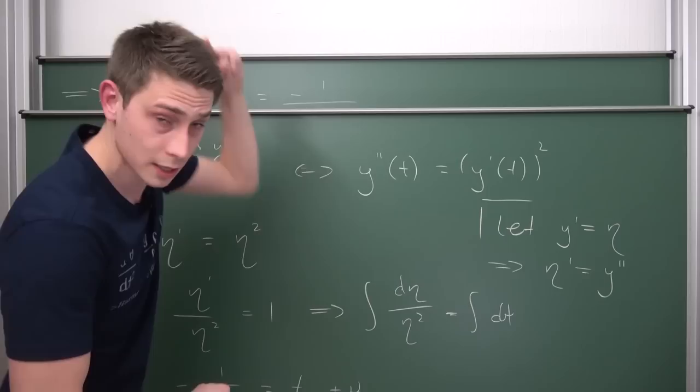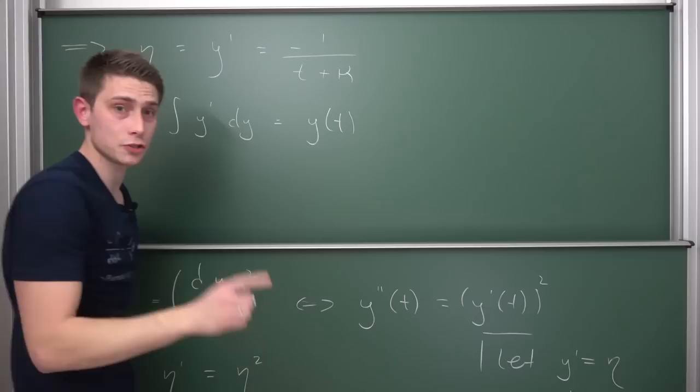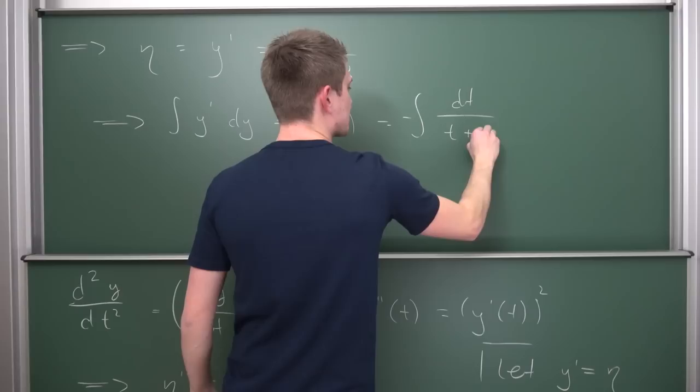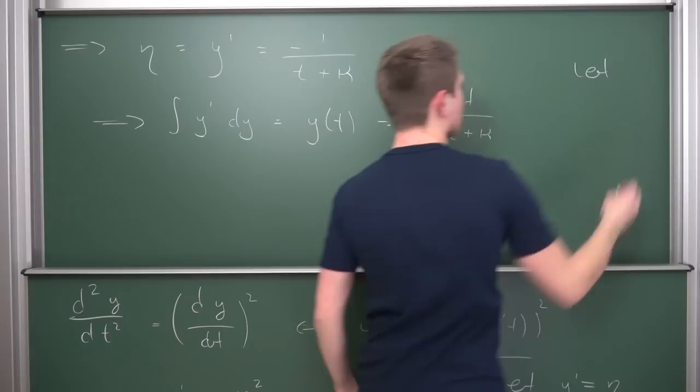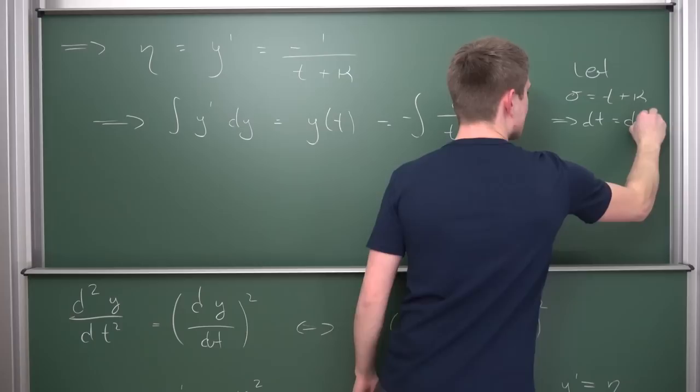Integrating y prime is going to leave us with just y of t, the solution to our differential equation, being thus equal to the integral of, I'm going to bring negative to the front, dt over t plus kappa. Now we can introduce a little substitution. Let's use sigma balls yet again. Sigma be equal to t plus kappa. You're going to see that dt is nothing but d sigma, and thus we can just do the substitution.